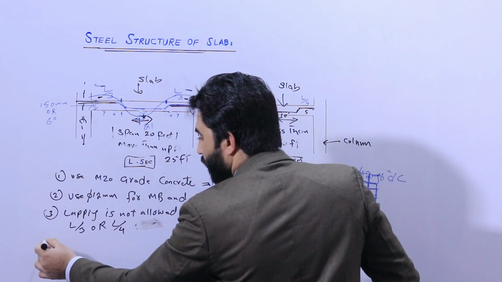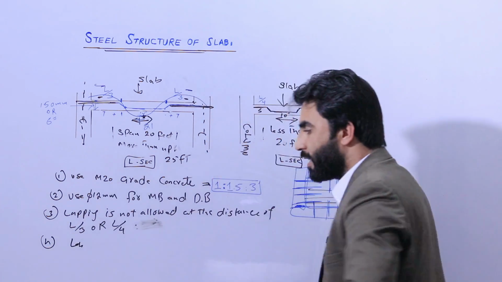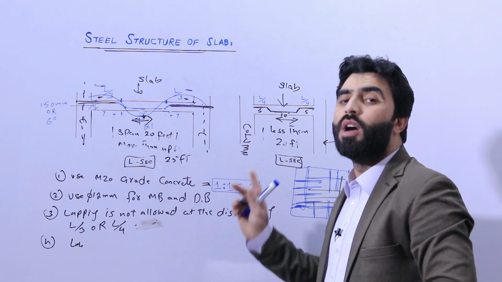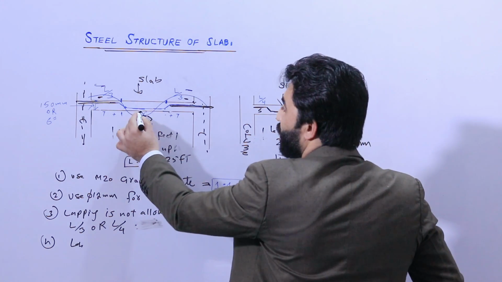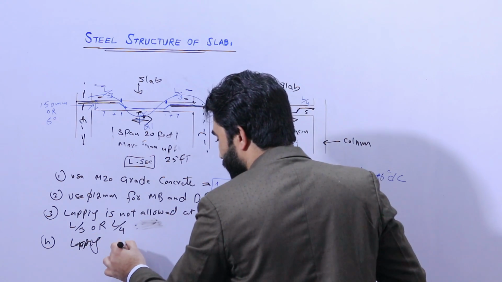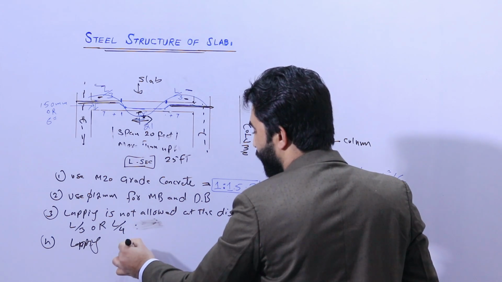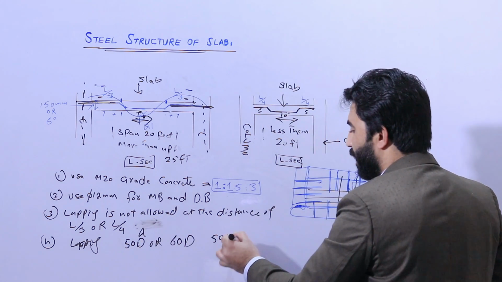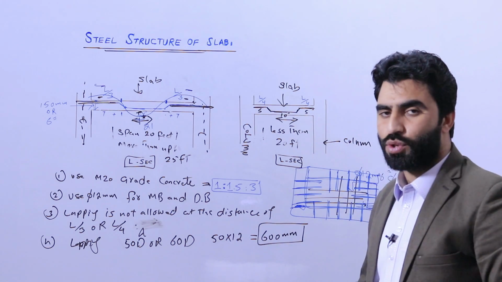Okay, so the fourth one is, if lapping is required, then provide it at the junction between beam and column, not at the distance of L by 4, or after L by 4 you are able to provide it at the distance of L by 5, you can say, but don't provide it at the middle also, because we have positive bending moment. So if lapping is required, use normally 50D or 60D, where D is the dia of steel rod. Suppose 50 multiplied by dia of 12 millimeter, so 600 millimeter. This is the length of lapping. So it should not be less than this.